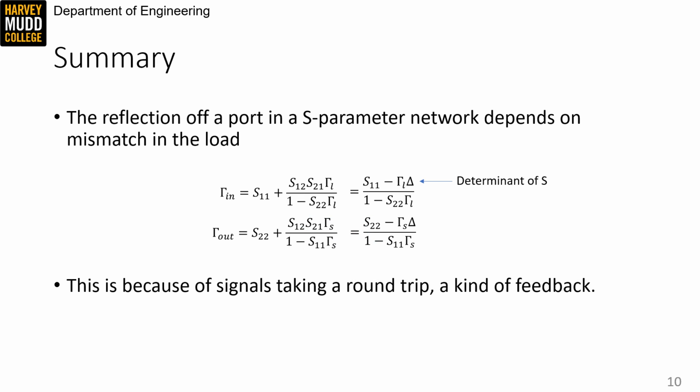In summary, the reflection off a port in an S parameter network depends on how much mismatch there is in the load. And I've written the two expressions for that here, including alternate forms that depend on the determinant of S, which we labeled delta. And we see this dependency because of signals taking a round trip and bouncing off the load, then coming back to the input port, which is a kind of feedback, so you might imagine that this input reflection coefficient behavior is important for stability.